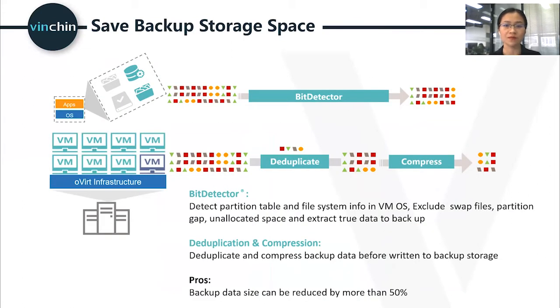We also developed some functions to help our users save backup storage space, like deduplication and compression of data before it is written to backup storage, and bit detector, which will detect the partition table and file system info inside each VM OS, and extract actual data to back up and exclude the swap file, unpartitioned space, and partition gaps, which are actually useless for users. How much backup space can be saved depends on the data in the user's environment. But generally, if all three functions are enabled, the backup data size can be reduced by at least 50%.